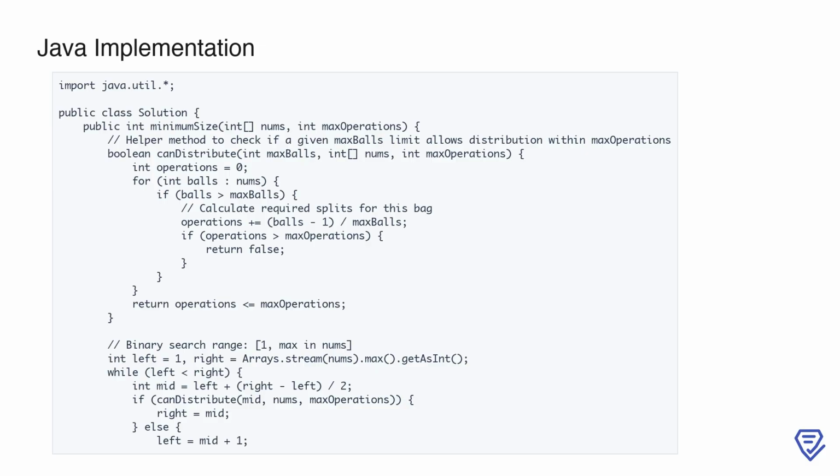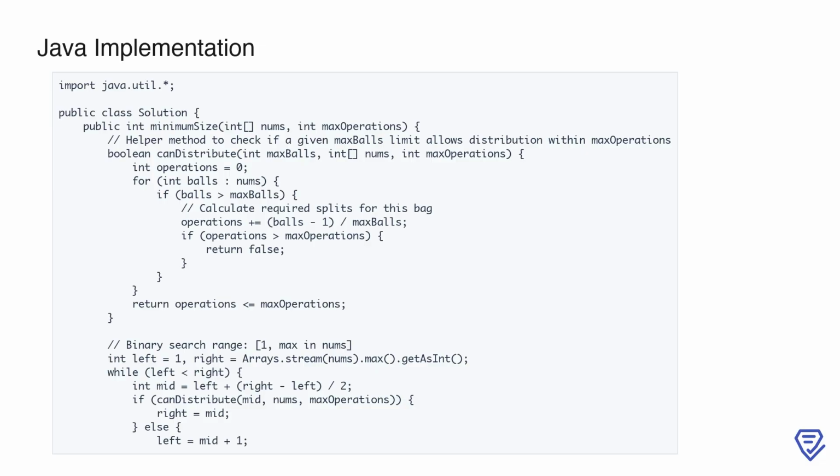Inside this helper method, we iterate over all the bags in nums. If the number of balls in a bag exceeds max balls, we calculate how many splits are needed to reduce the number of balls per part to within the limit. This is done using the formula (balls - 1) / max balls. If at any point the cumulative operations exceed max operations, the method returns false, indicating that the proposed limit is not feasible. Otherwise, it returns true, meaning the distribution is possible within the constraints.